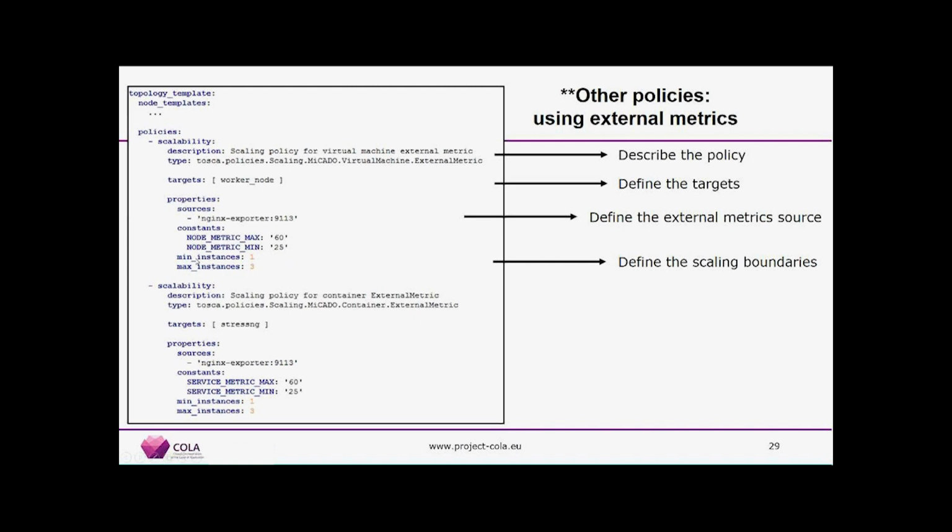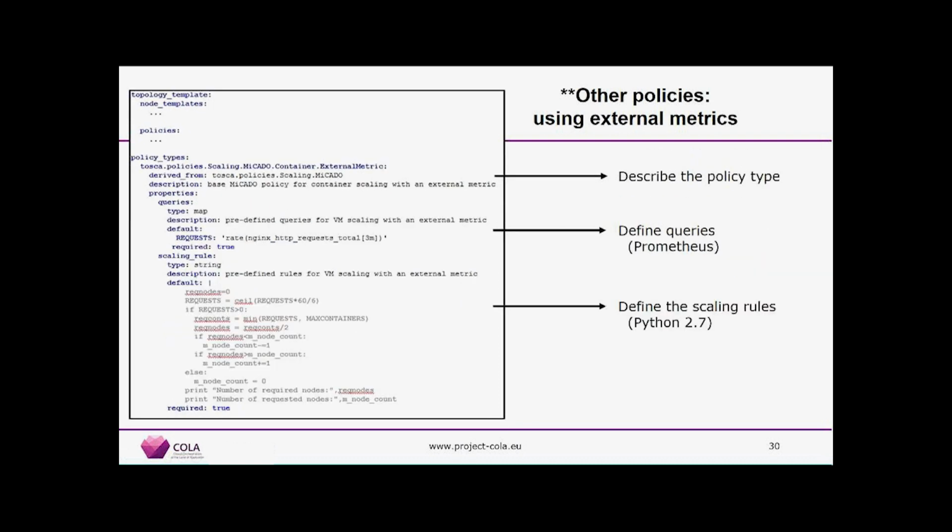Just as before, I've defined some minimum number and maximum number of instances. That was my virtual machine, and I've done the same for a container. So the logic of it then makes a query to get the HTTP requests and to get the rate over 3 minutes here, and then within the scaling rule, I make some decisions based on how many requests are coming in. So generally, I scale up to support the number of requests coming in automatically.